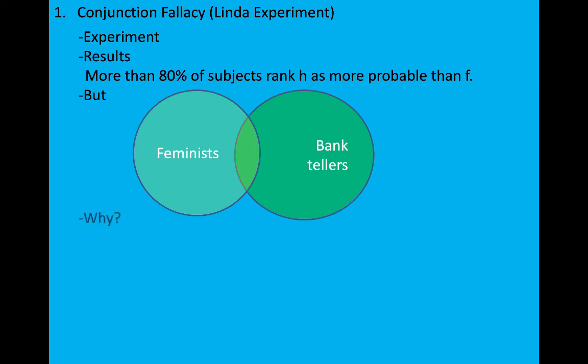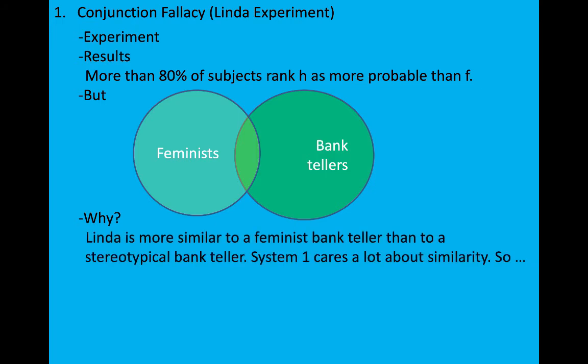Well, why do we say otherwise? Why do we pick both feminist and bank teller as more probable than just bank teller? It's simple. System 1 is screaming at us, pick feminist.